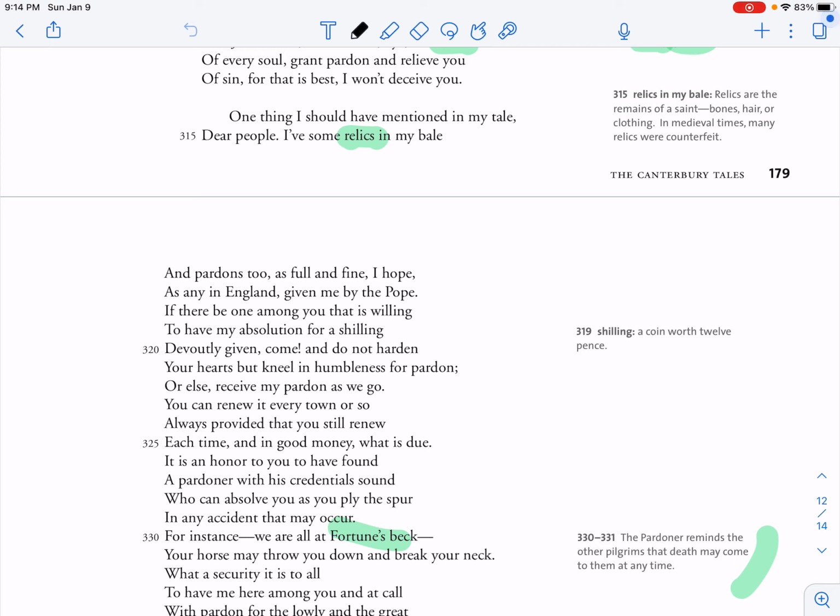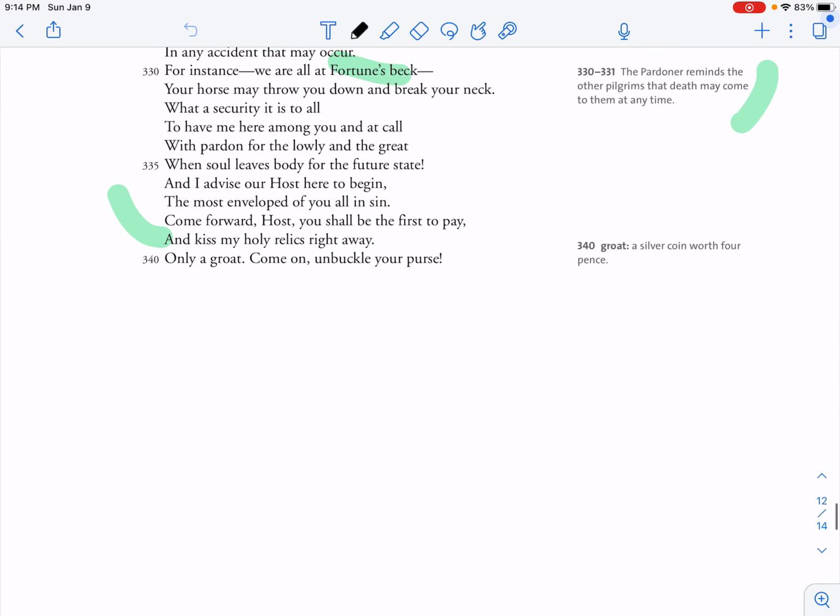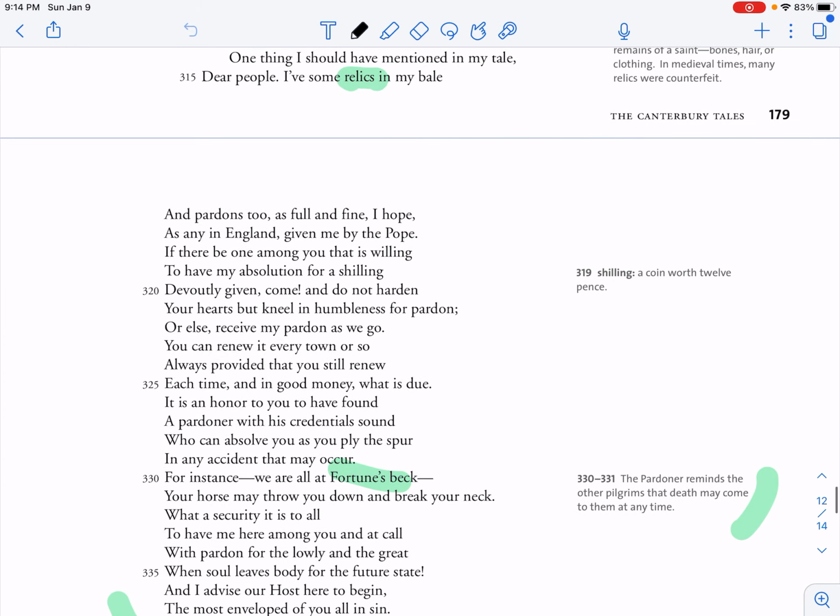So anyway, he has these relics. Now the thing that's interesting is that they're fake relics. They're not really relics of saints. They're relics of pig bones and horse bones and all that. So he's making a mockery of the relics. But they're all real relics, of course.